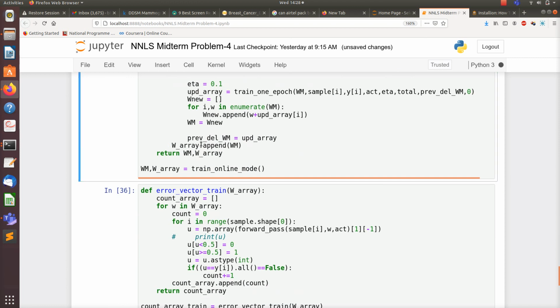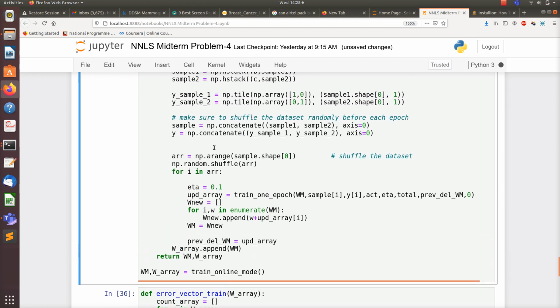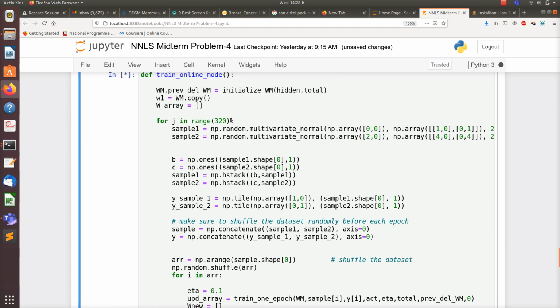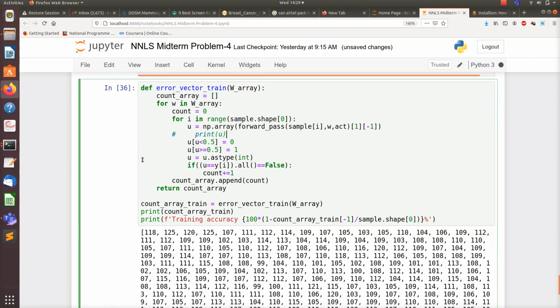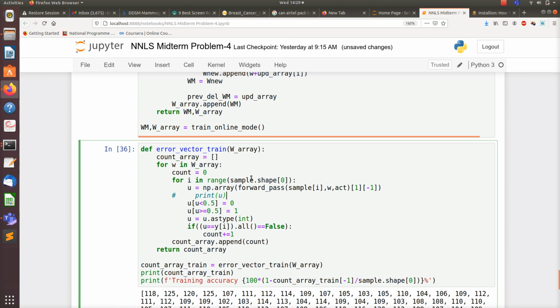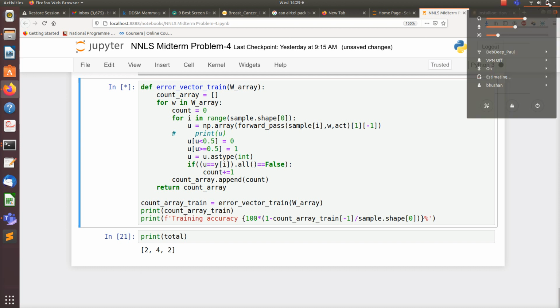Then we run this. Here we see the number of misclassifications for each weight vector and also the final number of misclassifications that we get on the data set. This code is running here, and after that we plot the number of misclassifications. Let's see the number of misclassifications for each weight vector.